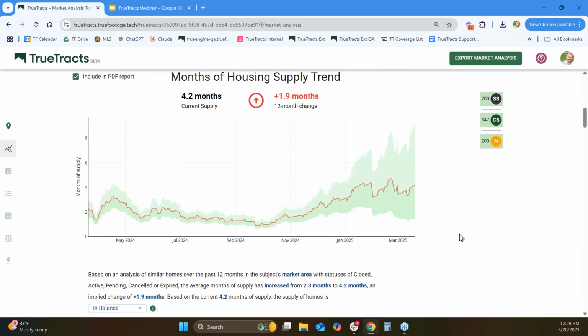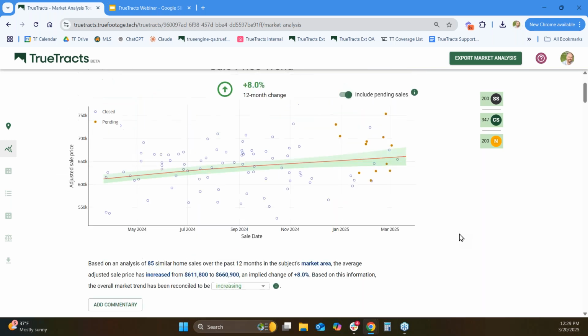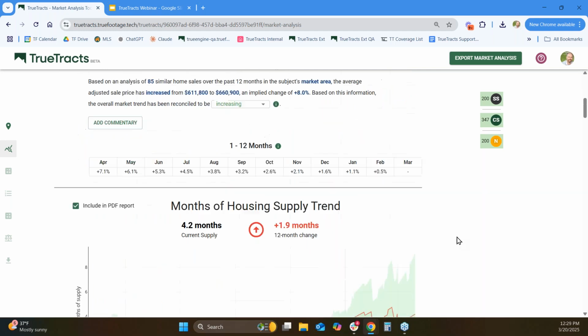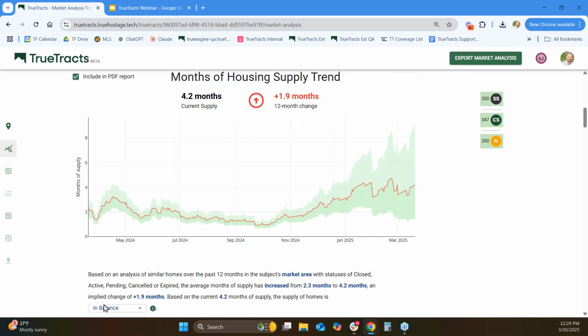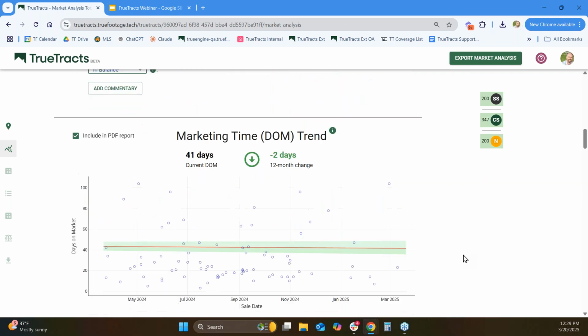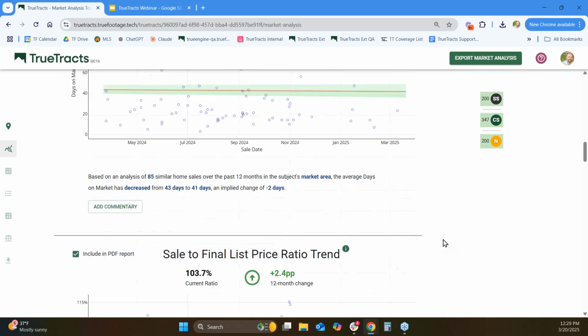We're also providing the supply of inventory. These first 3 charts are going to help check boxes for you on page 1. This is going to check an increasing trend box. This is going to check an imbalance market box. You can change that if you want. This is going to check the under 90 days of marketing time box.